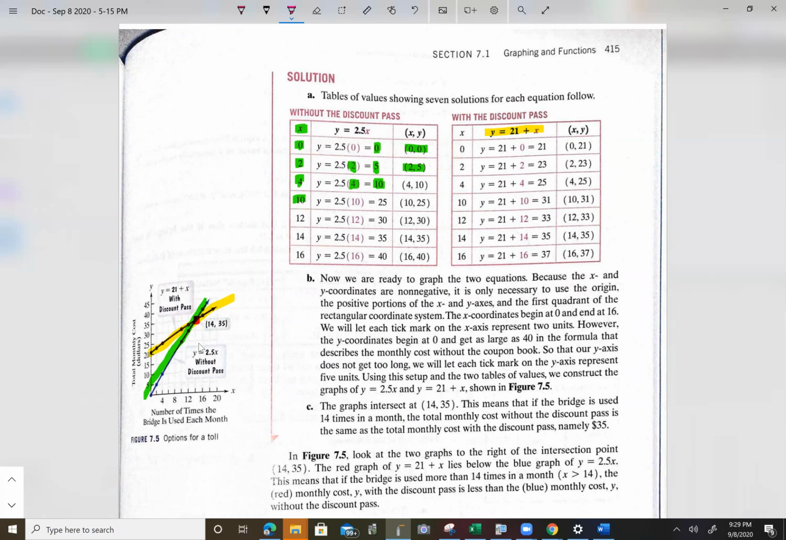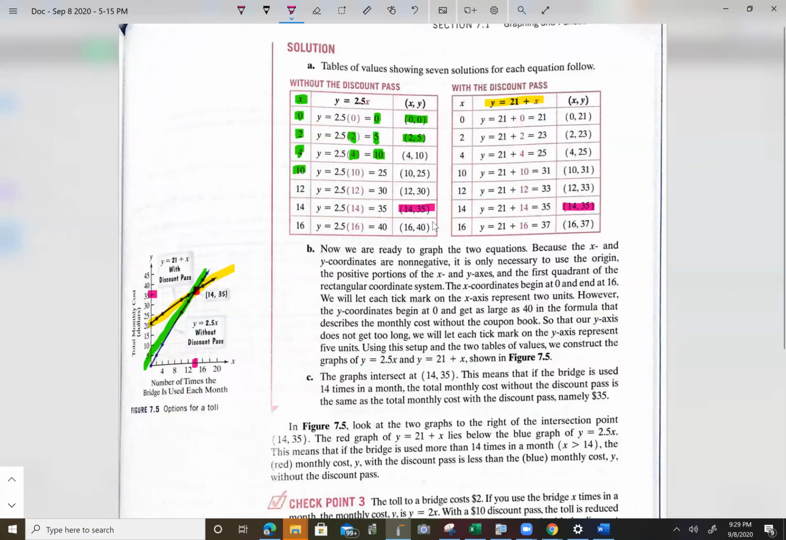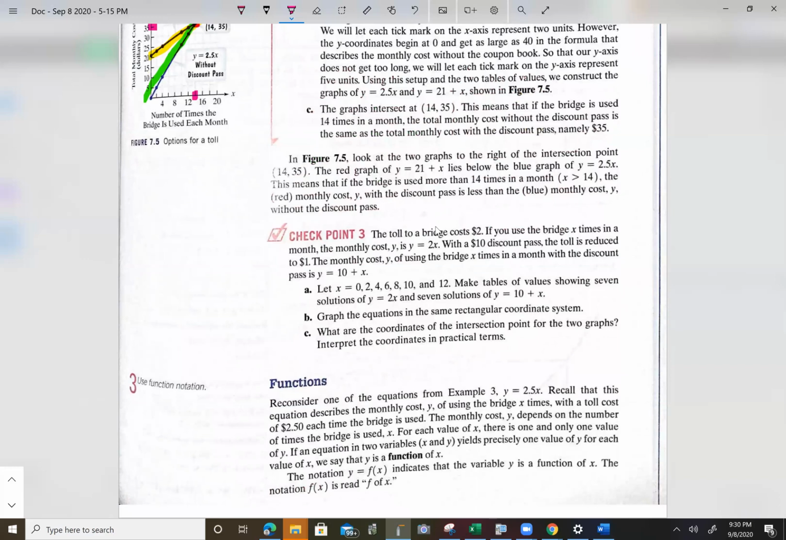So it looks like at 14, so if you use the bridge 14 times a month, you're going to spend $35 using either way of crossing it, and it's right here in the table. If you need to cross it 15 times, it will be cheaper if you buy the pass. If you were only crossing it 12 times, it will be cheaper to not spend $21 on the pass. And I will tell you right now on the test, everything comes back to a real world problem.